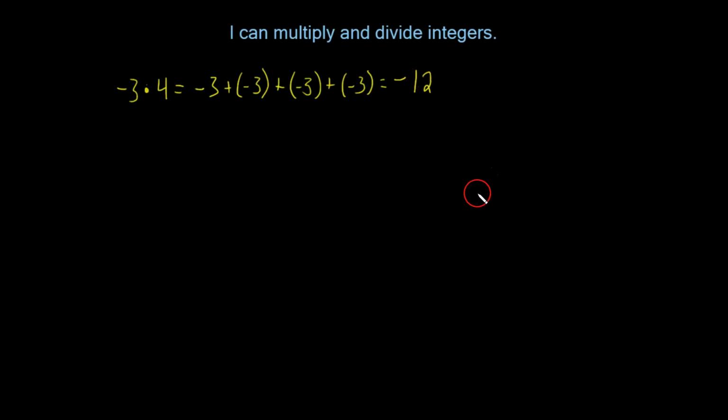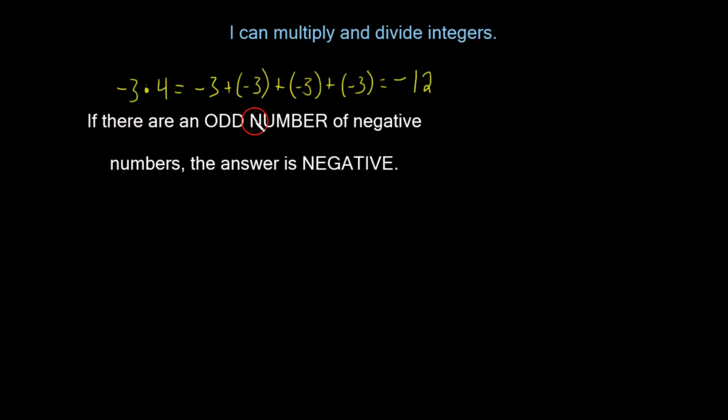So that gives us our rule here. So our rule is if there are an odd number of negative numbers, the answer is negative, and that is for multiplication or division. So we see in this problem here we have one negative number, which is odd. One is an odd number, so our answer is going to be negative, and that is for multiplication or division. It does not matter which number has a greater absolute value or anything like that, like we were doing for adding and subtracting. If there are an odd number of negative numbers, the answer is negative, and that is when it comes to multiplication or division.